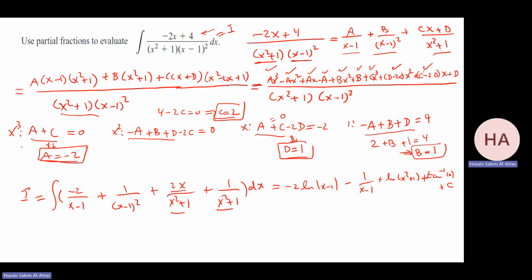Plus c. And that will be my answer. ln(x squared plus 1), plus tan inverse of x, minus 2 ln(x minus 1), minus 1 over (x minus 1), plus c.